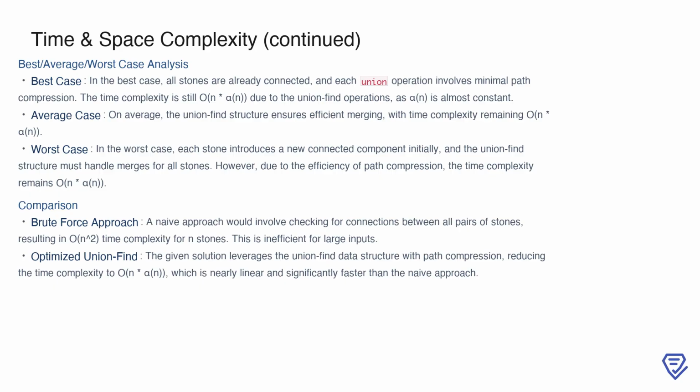When we compare this to a brute force approach, which would involve checking connections between all pairs of stones and result in O(n squared) time complexity, it's clear that the optimized union find solution is significantly faster and far more scalable for large inputs.